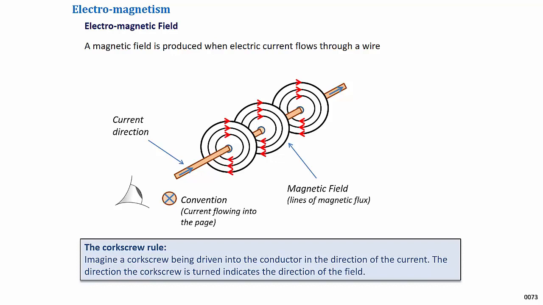There are two additional symbols used when illustrating the direction of current flow in a conductor. The symbol showing a circle with a cross is used to represent the view looking at the end of the conductor with the current flowing away from the viewer. The cross represents the feathers of an arrow. The symbol showing a circle with a dot is used to represent the view looking at the end of the conductor with the current flowing towards the viewer, the dot representing the tip of the arrowhead.